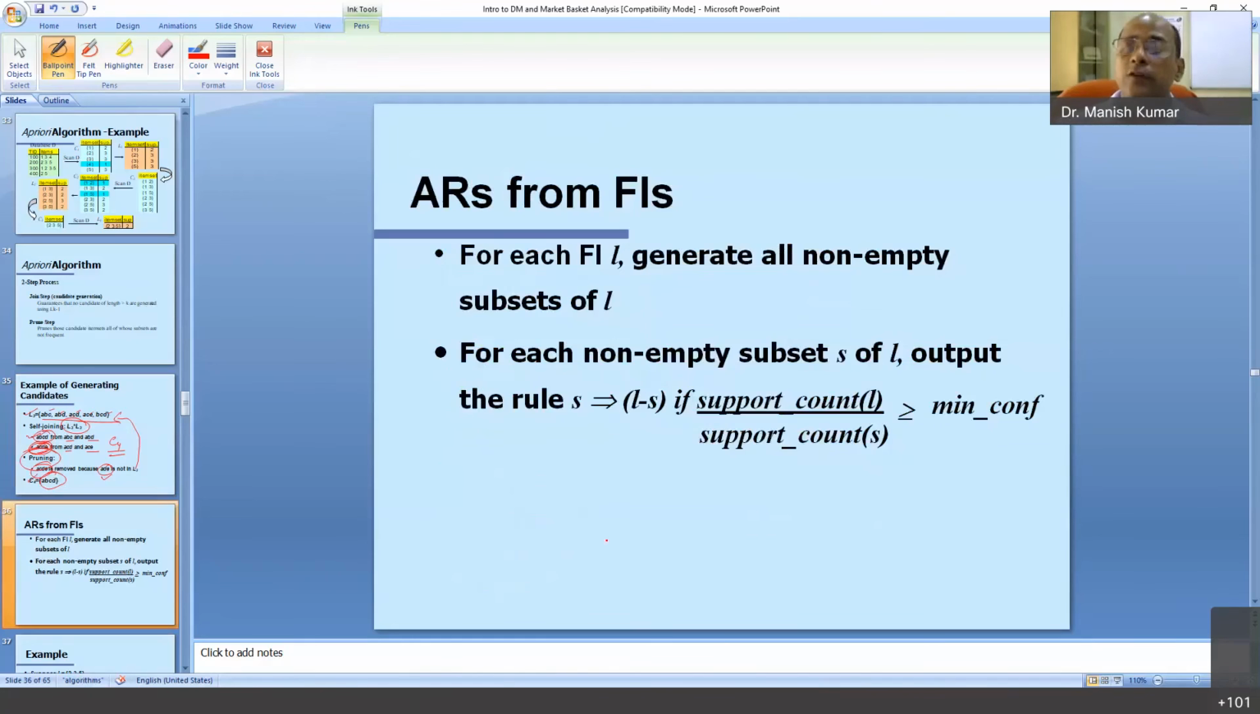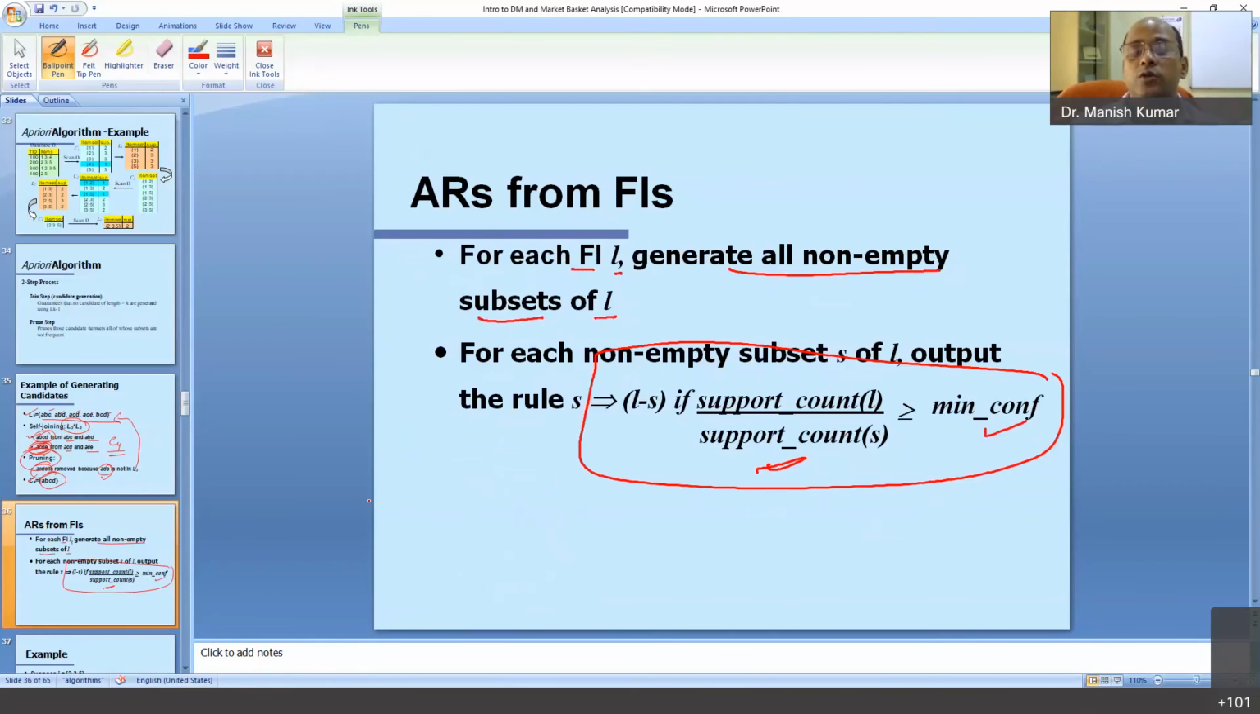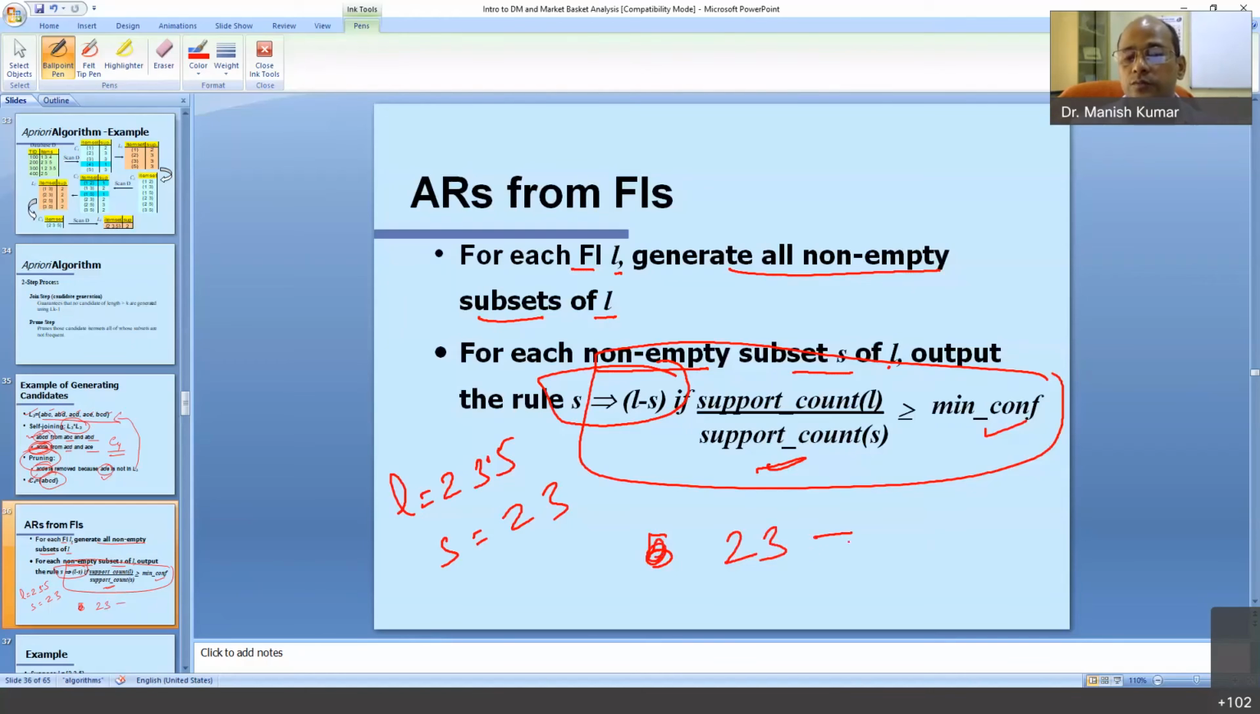For generating association rules, this is the step responsible, where we take account of support and confidence. It says that for each frequent itemset L, generate all non-empty subsets of L. So for each non-empty subset S of L, suppose what you have is 2, 3, 5. This is my L. Now I can say, okay, S is 2, 3. So this particular association rule means that 2, 3, which is S, has a strong relation with L minus S, which is nothing but 5.